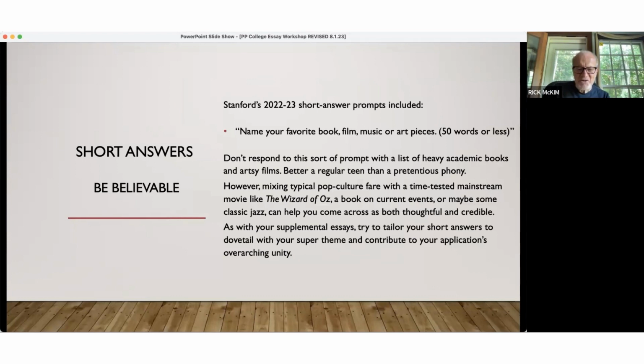You don't want to seem to be trying to appear to be a heavy-duty scholar, because it strains credulity, as we say, to believe that.